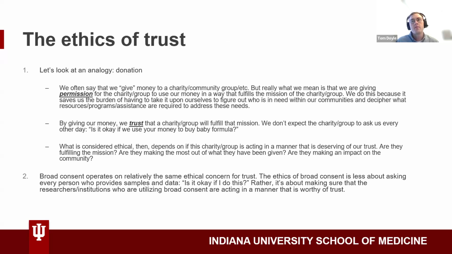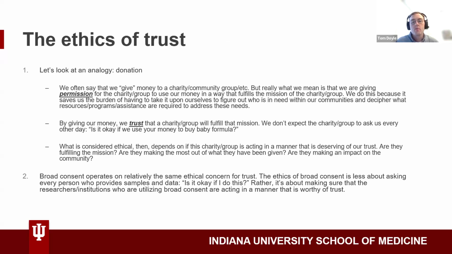And I think the ethics of permission, unlike the ethics of autonomy and the ethics of informed consent, revolves around the notion of trust. So let's look at an analogy here. So donation.